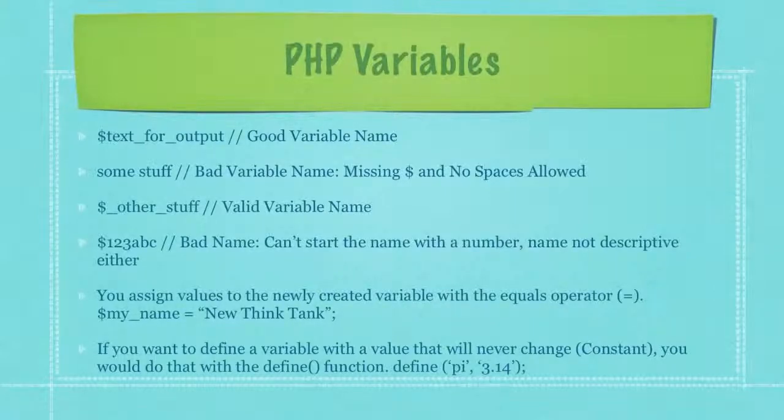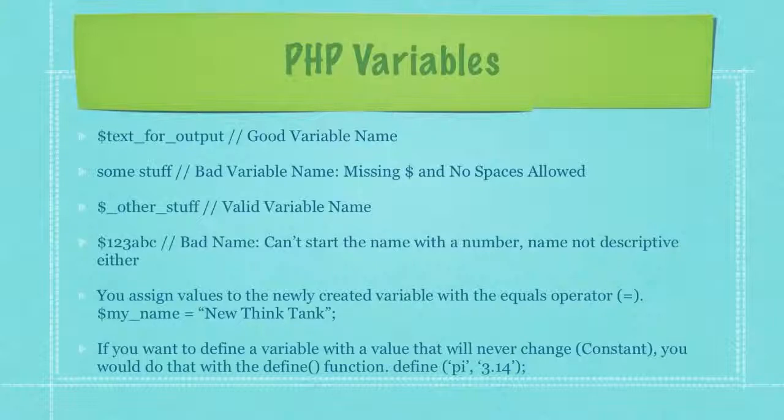First off, you have the text for output, definitely a viable variable name. Then you have some stuff. First off, there's no $ sign at the beginning of this, and there's also a space. Spaces are not allowed. You have another valid variable name. Here we have an invalid variable name because you cannot start a variable with a number. And also this is bad just on its own because it's not descriptive.